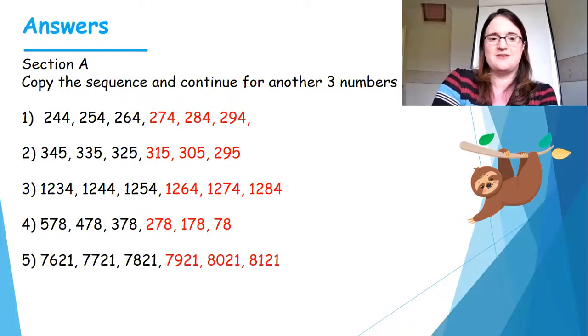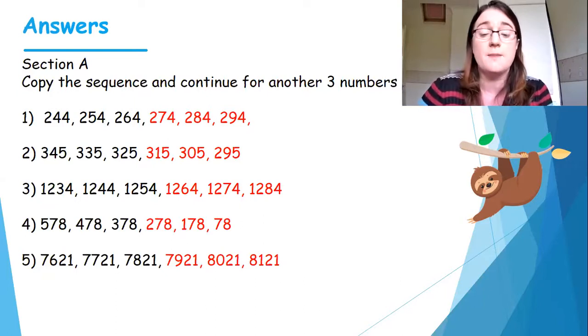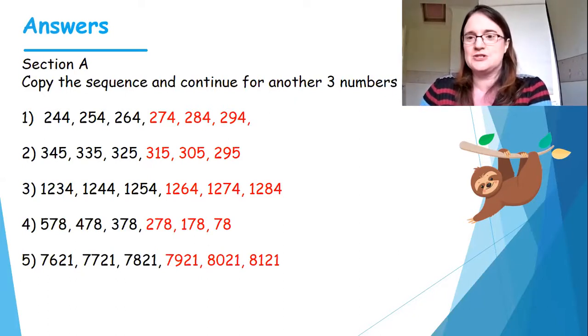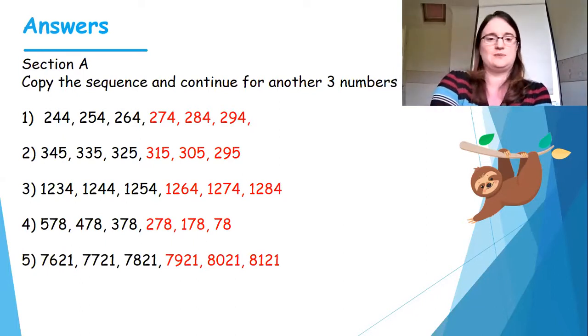7,621, 7,700. So it's the hundreds number that's changing. Is it going up or is it going down? It's going up. So we should have had 7,921. Then the tricky one, 8,021. And then a nice straightforward one, 8,121.